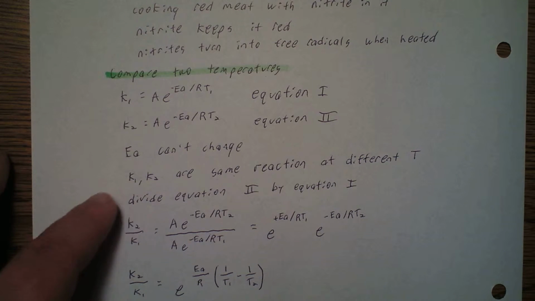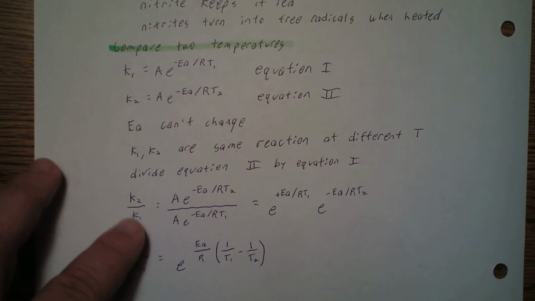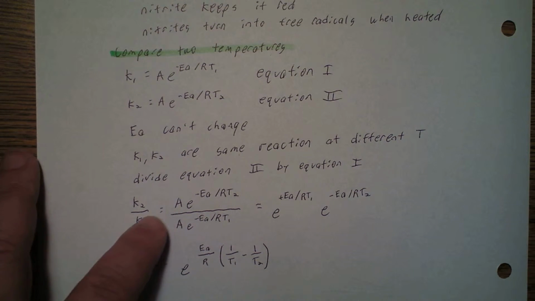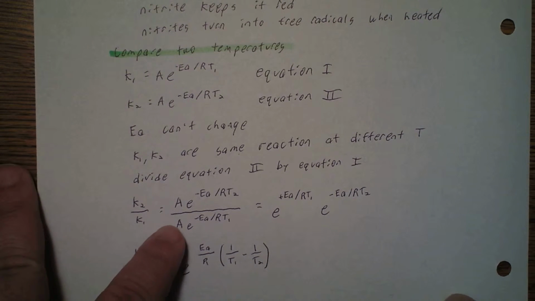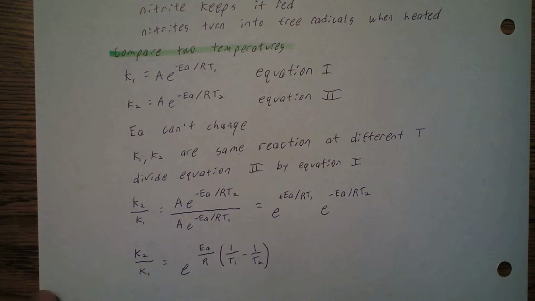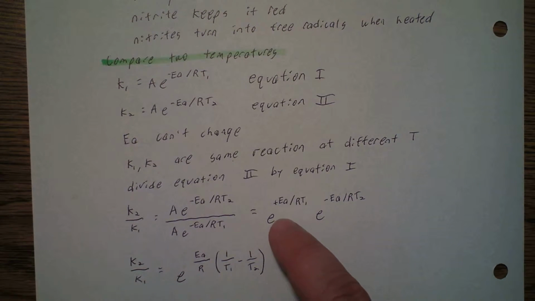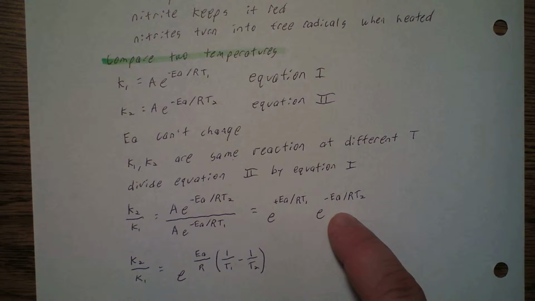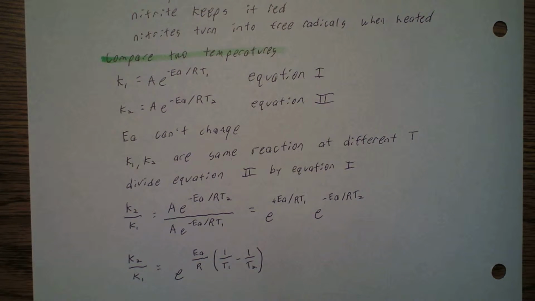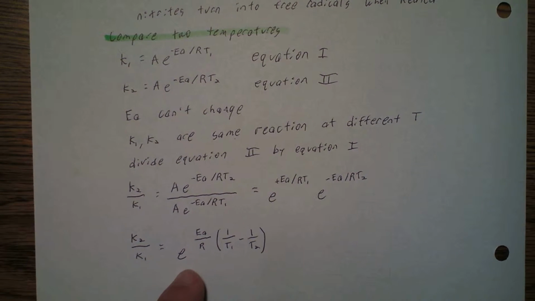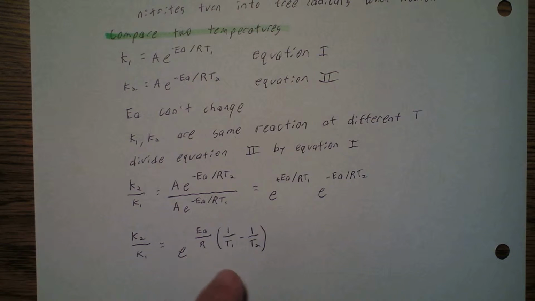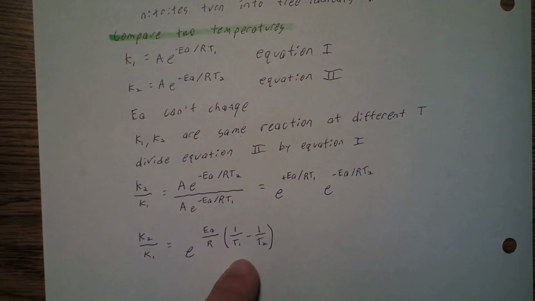So we're going to divide equation 2 by equation 1. We get k2 over k1 is equal to A times e to the minus Ea over RT2 divided by A times e to the minus Ea over RT1. We simplify that and get e to the positive Ea over RT1 times e to the minus Ea over RT2. Now, we're going to say k2 over k1 is equal to e to the Ea over R times 1 over T1 minus 1 over T2.